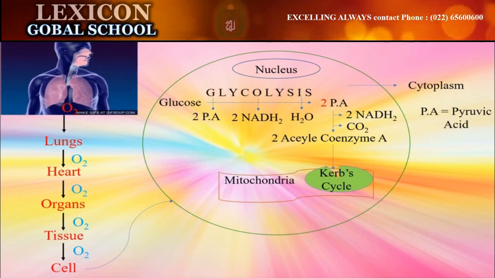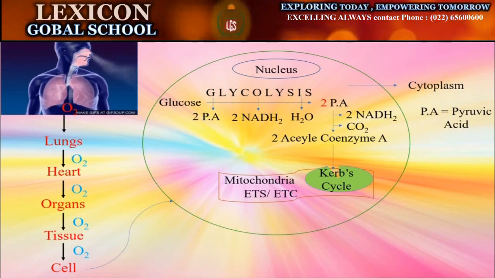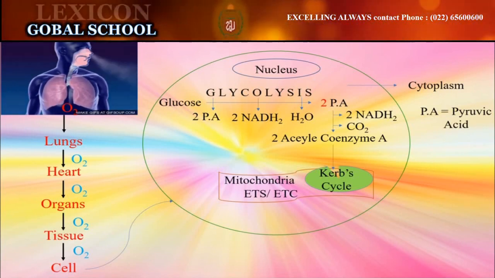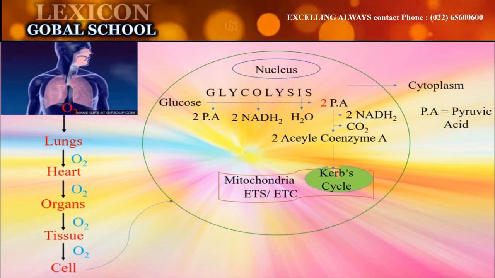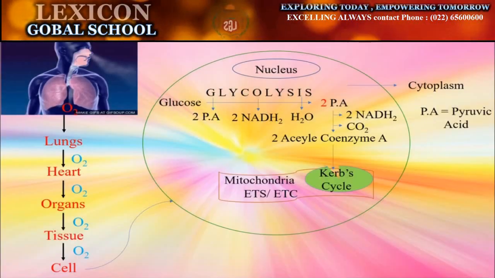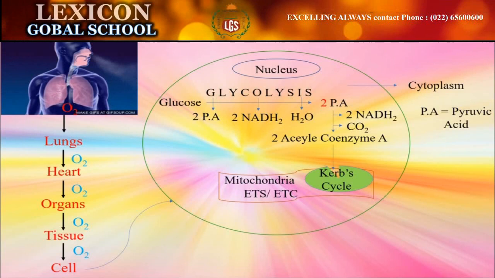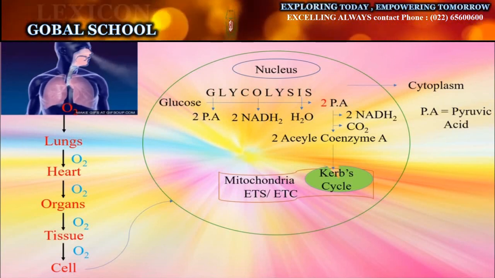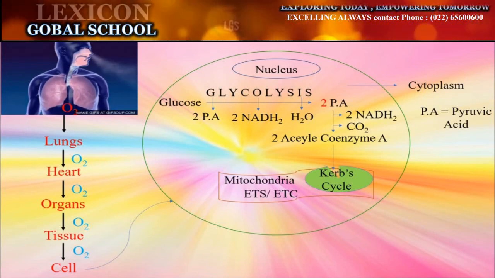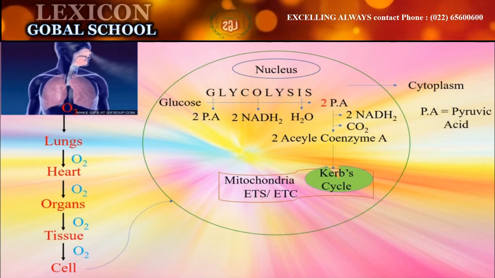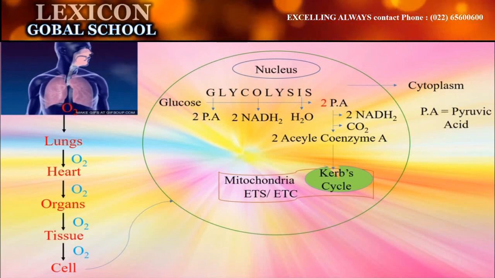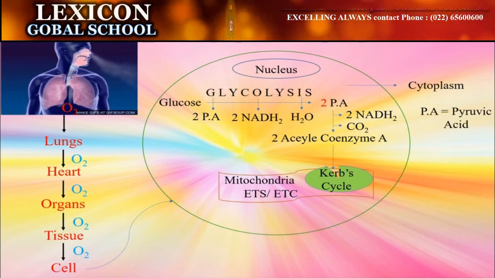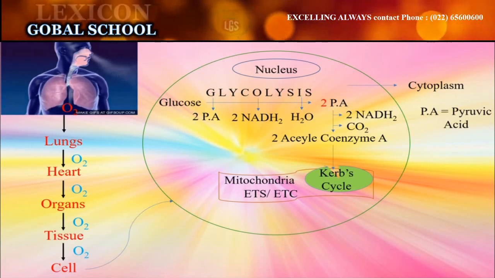Glycolysis: a glucose molecule is oxidized stepwise into two molecules each of pyruvic acid, ATP, NADH2 and water. This process takes place in the cytoplasm. Pyruvic acid formed during glycolysis is converted into a molecule of acetyl coenzyme A and two molecules each of NADH2 and CO2. Once glycolysis has been completed, your PAPA gets converted into acetyl coenzyme A.